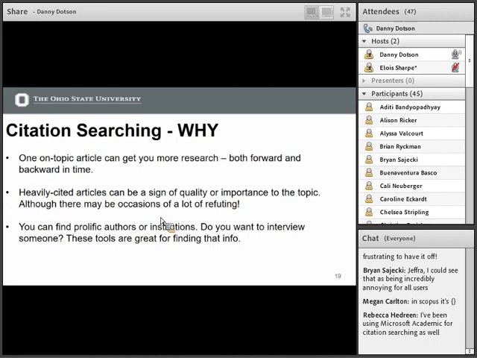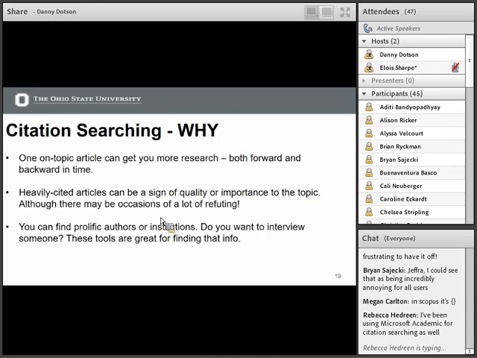So, for example, the very famous anti-vaccine article. But in general, most of these articles are being cited because of the sign of quality and importance to the topic. So there is value in going to a search tool like Scopus or Web of Science and sorting by times cited once you've done a search. You can find some very valuable research.